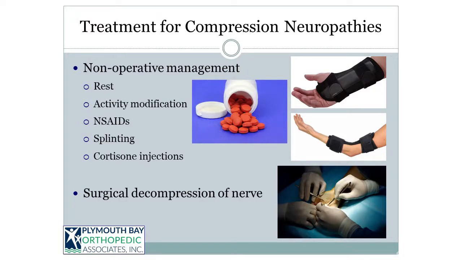Splinting, as seen here. So the top one is a wrist splint, which can help with carpal tunnel symptoms. The middle picture there is an elbow splint, which can be worn at night to help some of the cubital tunnel symptoms. And then ultimately, if nothing conservatively is working, then we move on to surgery.